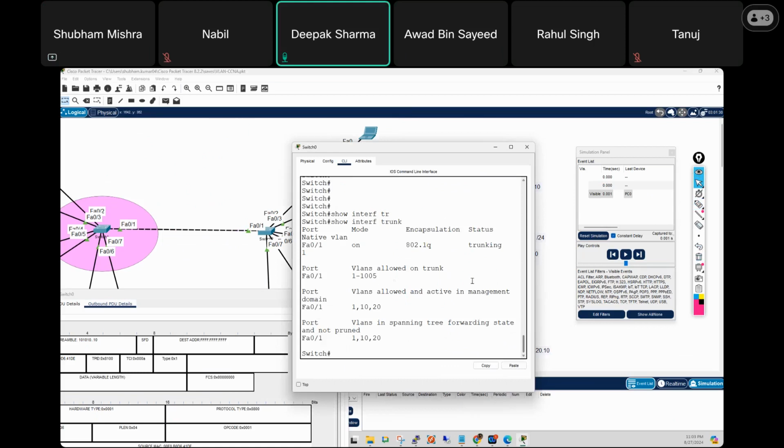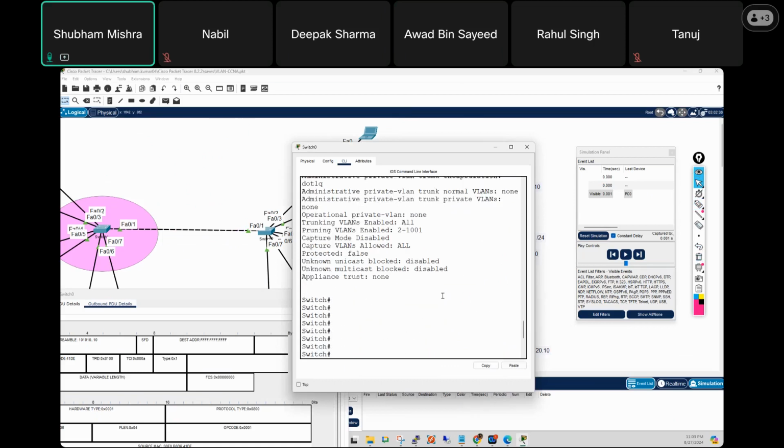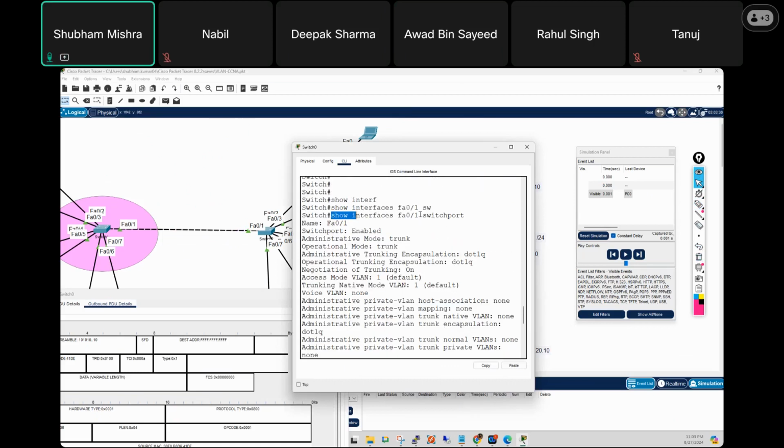I think we already wrote the command here. Interface FastEthernet 0/1, switchport. Administrative trunking encapsulation is what? Dot1Q. It means dot1Q is the encapsulation protocol. By default, it's working here. So this protocol is responsible for tagging. But on the router, when we configure, we mention it manually, right? Everyone, yes or no?